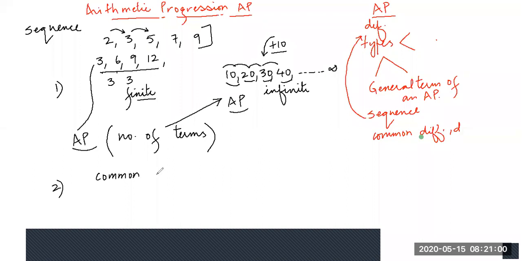Common difference, guys. You must have got a fair guess by now. Let's say I take a sequence 7, 9, 11, 13, and so on till infinity. Now, guys, if you see this, this is an arithmetic progression, because if I add 2 to 7, I get 9. If I add 2 to 9, I get 11. If I add 2 to 11, I get 13. And this is an infinite AP, right? Because it extends till infinity.